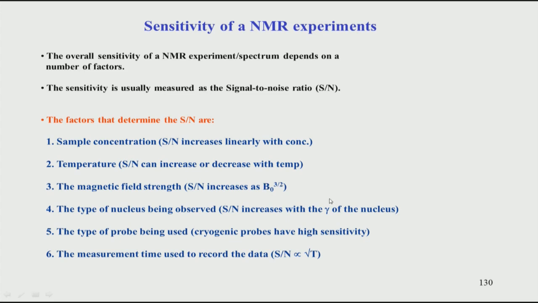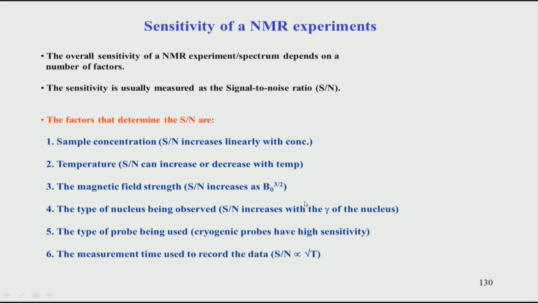Remember there is one more parameter, which is the natural abundance, which is not listed in this particular list. Natural abundance is how abundant that particular isotope is. In the case of hydrogen the abundance is 100%, but in the case of carbon the abundance is only 1%. So, carbon is already 100 times weaker compared to proton because of the abundance. On top of that, the gamma value also adds to the reduction in sensitivity of carbon. Remember, the proton to carbon gyromagnetic ratio is 4.